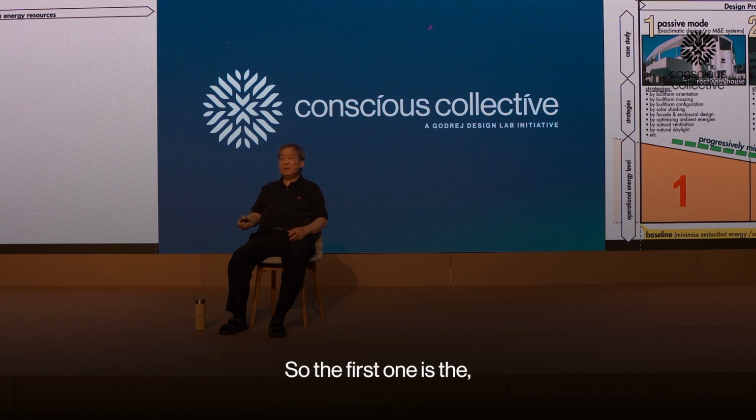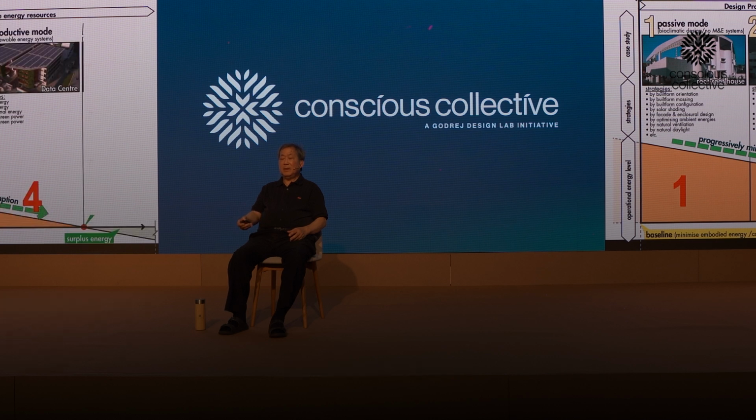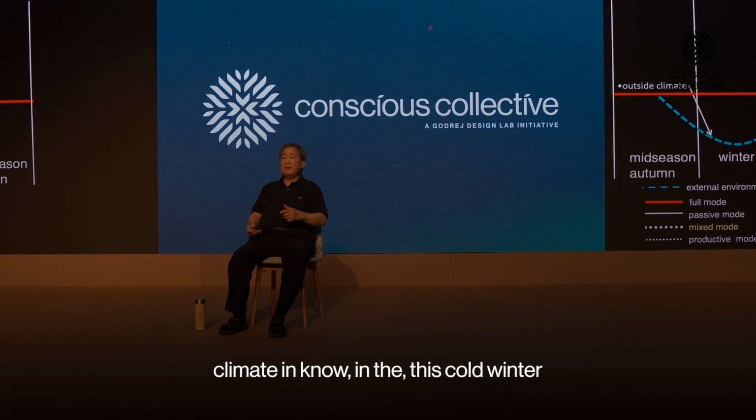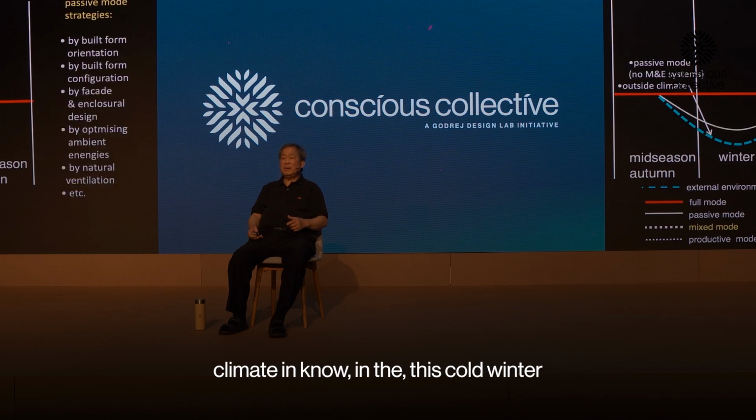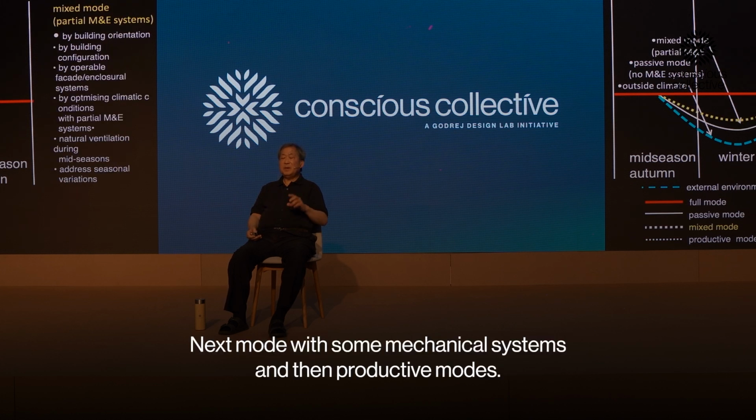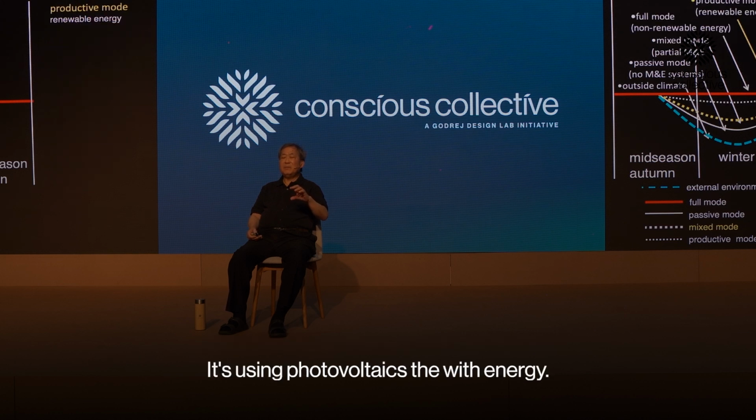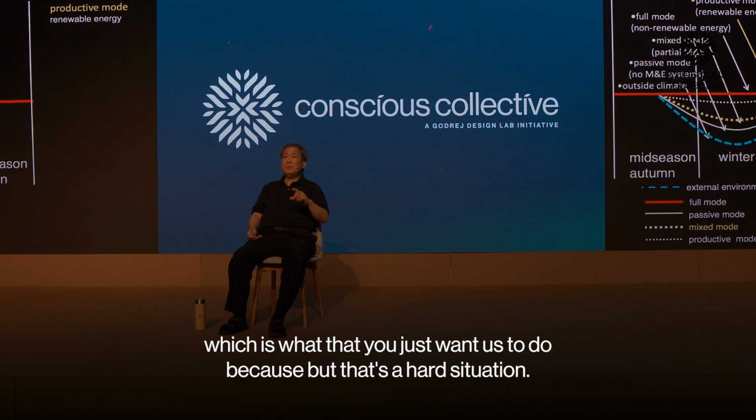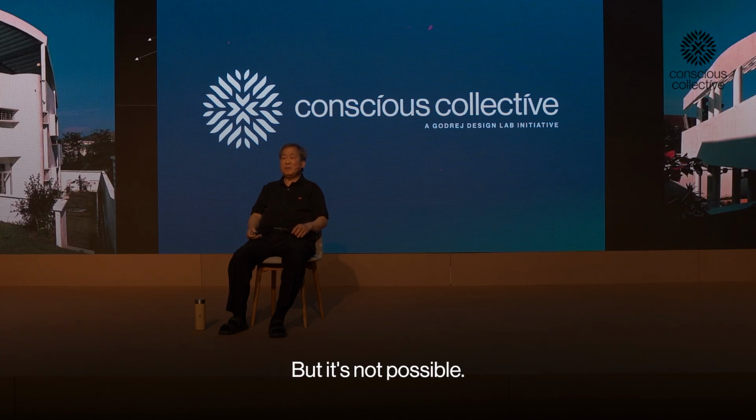So the first one is, now, this is the temperate climate in the cold winter. Bio-climatic design can improve the comfort condition a little bit, not an awful lot. Mixed mode means some mechanical systems, and then productive mode is using photovoltaics and wind energy, but it's extremely difficult to reach the consistency of the red color, which is what engineers want us to do because that's a high energy situation, but it's not impossible.